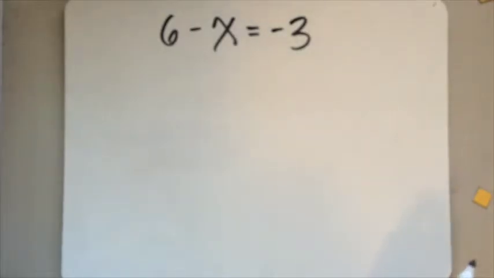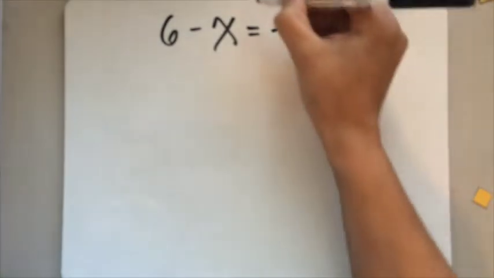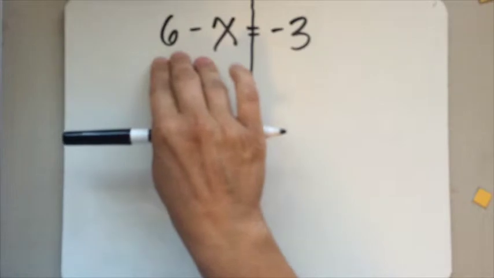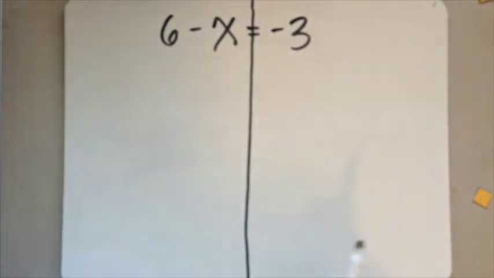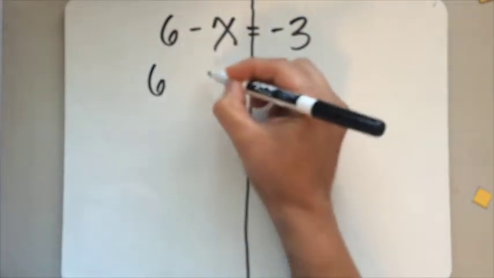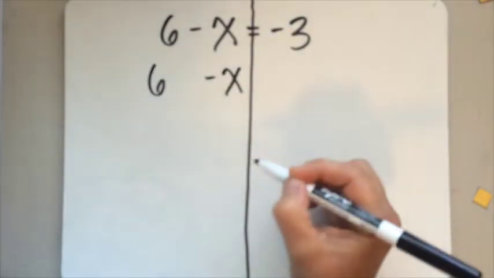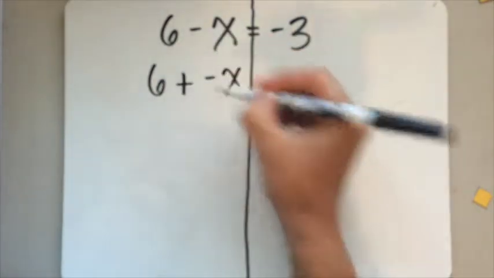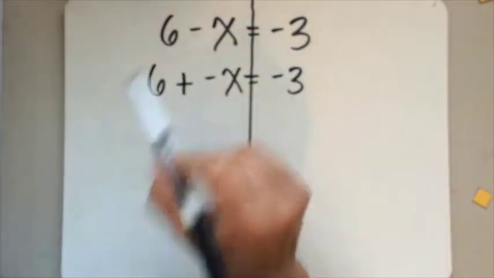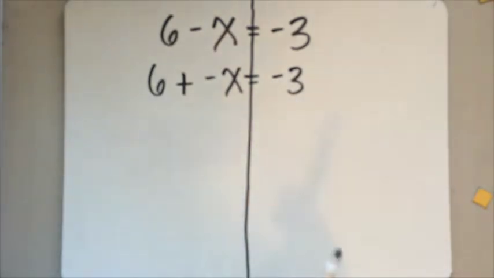6 minus x equals negative 3. Let's draw a line through the equal sign. Here's my two sides. 6 minus x is exactly the same thing as 3 negative ones. I am going to push over the minus sign and the x and put a plus in front of it. And I'm going to rewrite the whole thing so that I can see that this is actually 6 plus a negative x equals negative 3. A negative x?